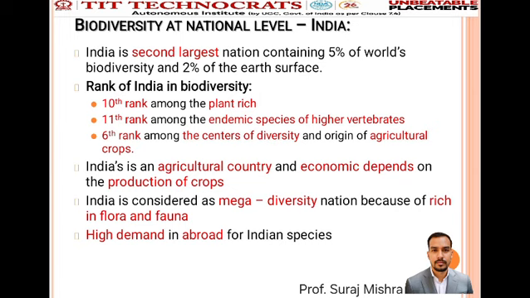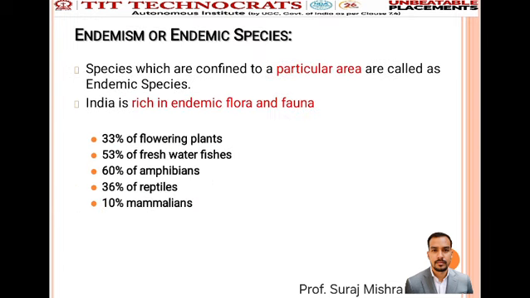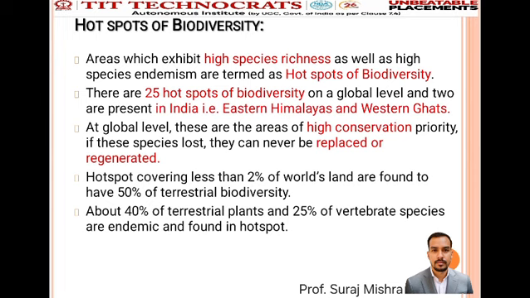Out of all the biodiversity species, some of them are confined to a particular area and are called endemic species. And our India is rich in endemic flora and fauna because 33% of the flowering plants are found only in India. Now let's discuss about the hotspots of biodiversity. The places which exhibit high species richness are termed as hotspots of biodiversity.